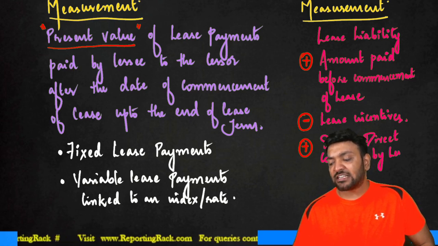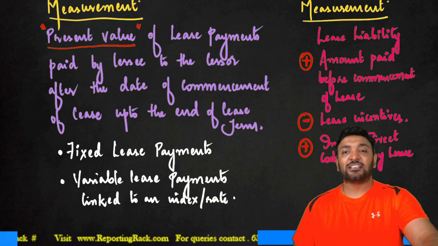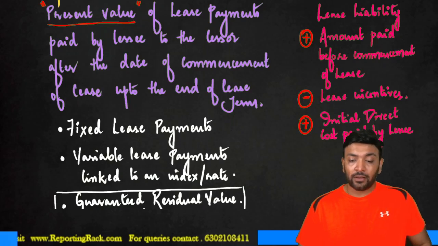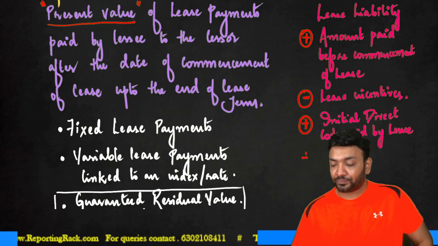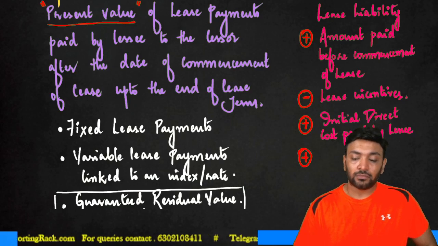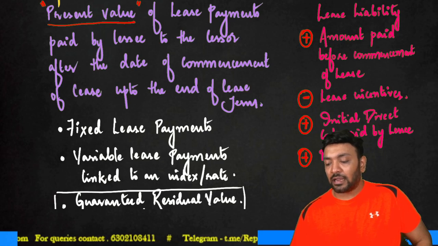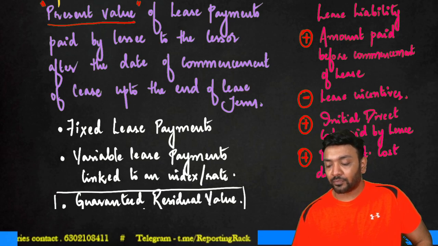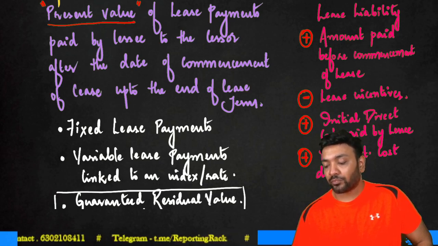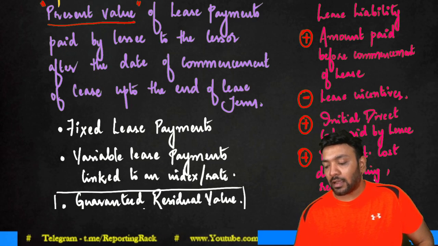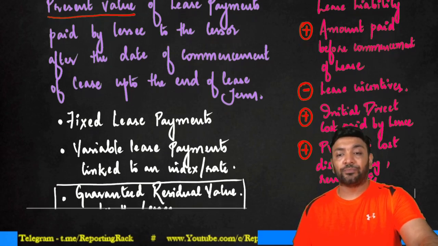Why do you think in the previous session I discussed all these topics? Because I know that I'm going to talk about all these elements in measurement. Finally, added with present value of estimated cost of dismantling, removal and site restoration.